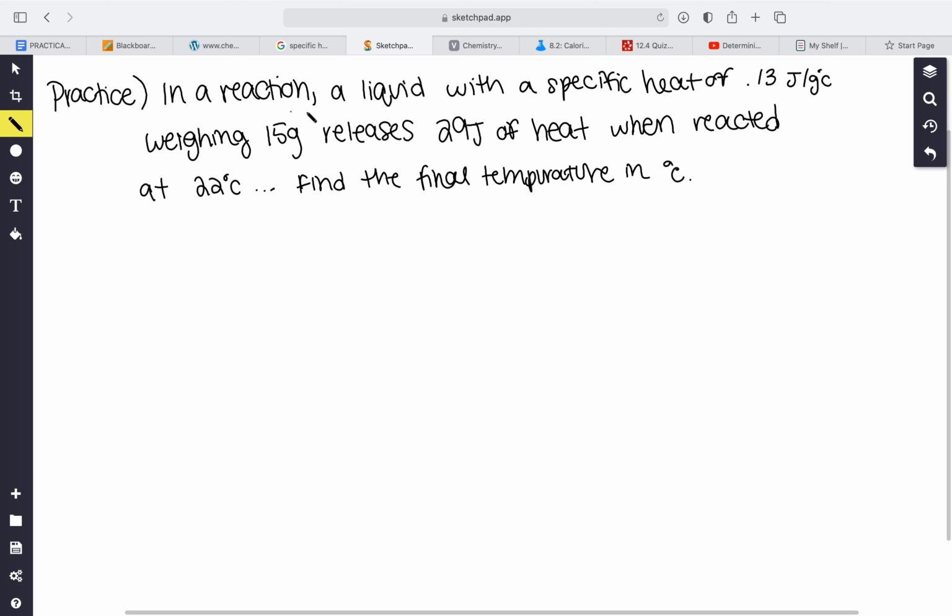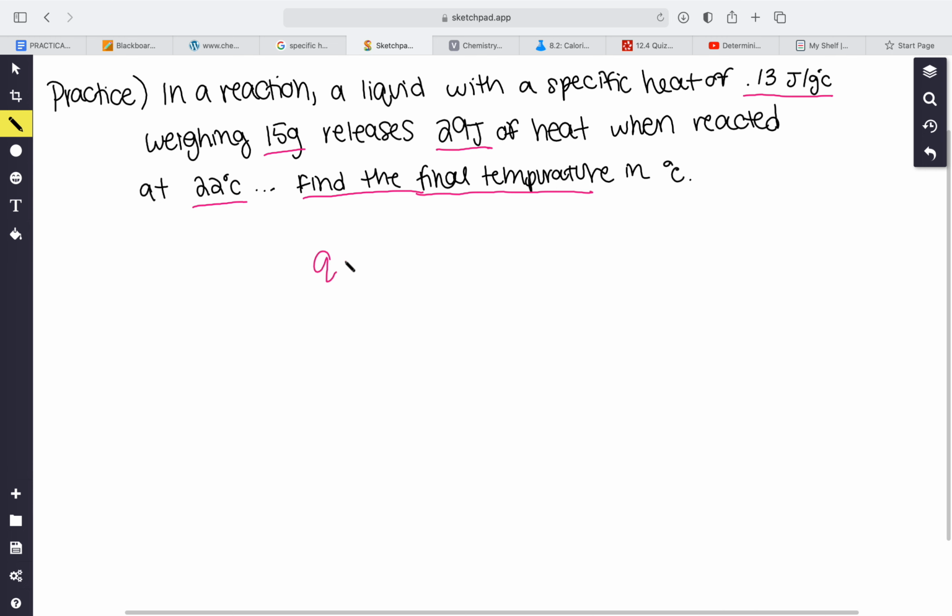Okay, so in a reaction, a liquid with a specific heat of 0.13 joules per gram Celsius weighs 15 grams, and it releases 29 joules of heat when it's reacted at 22 degrees Celsius. Find the final temperature in degrees Celsius. All right, so here we're going to find the final temperature. So I know that that's going to be the thing that we're looking for.